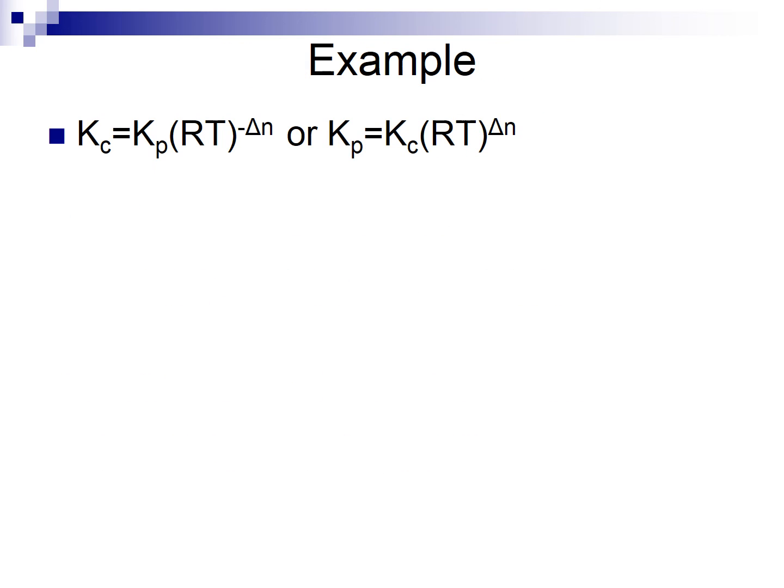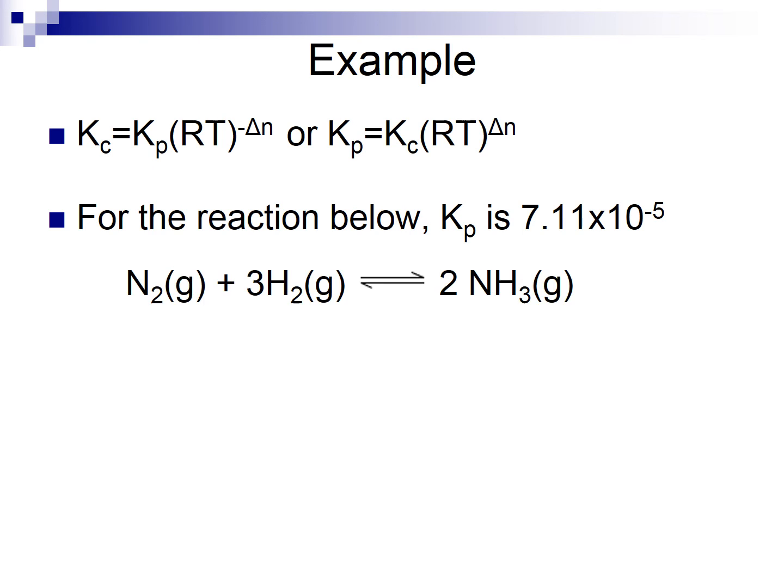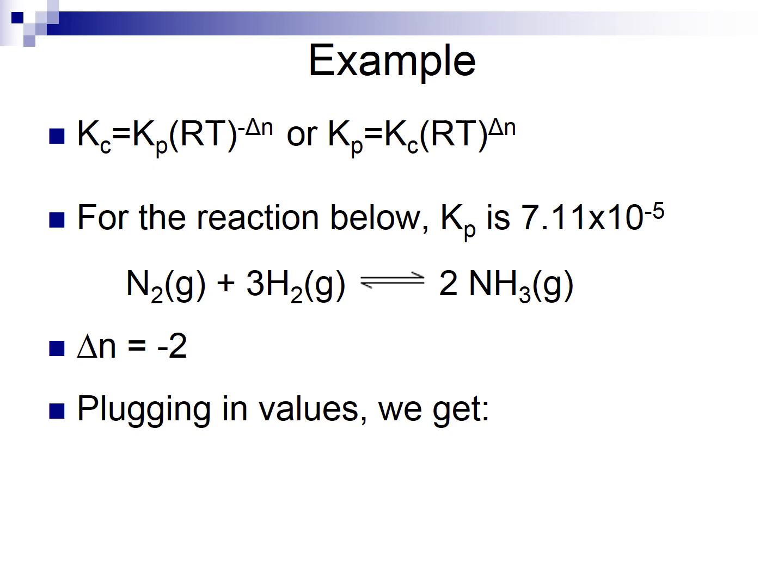I can apply this to that example that we looked at with the Haber process, remembering that the Kp value is 7.11 times 10 to the negative 5 at 500 degrees Celsius. So for this then, if I plug in this equation a delta N of negative 2, I'm looking for Kc from Kp, so I'm going to use the first equation.